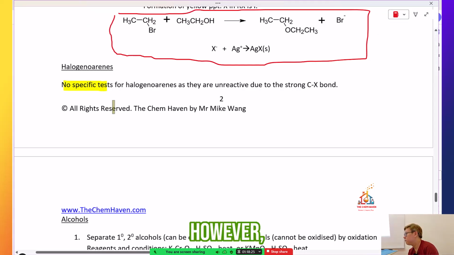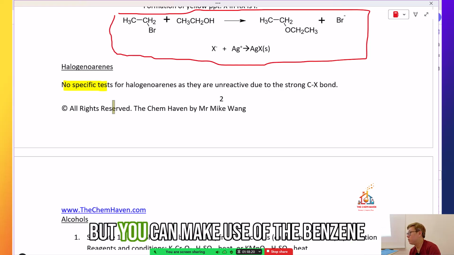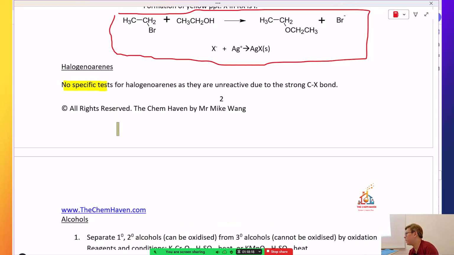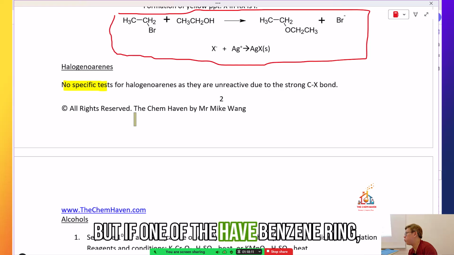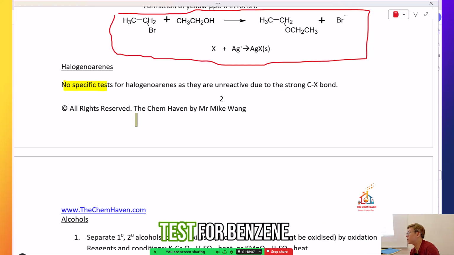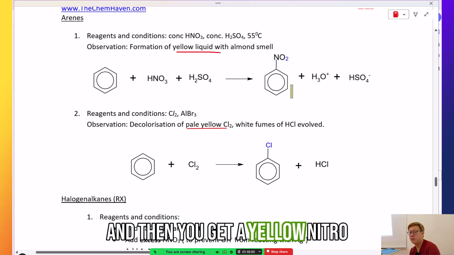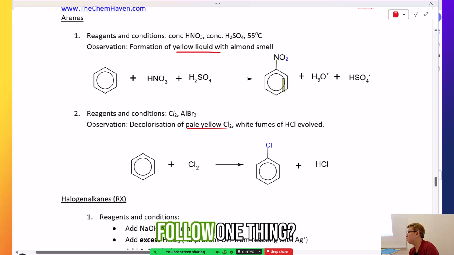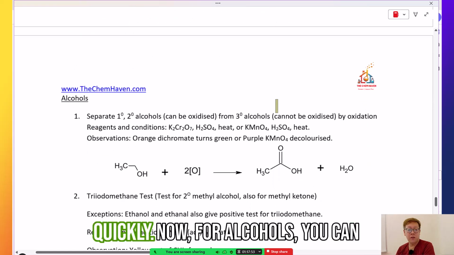However, if you cannot break the C-X bond, you can make use of the benzene ring, right? Follow? Because for this one, the Cl bonded to benzene does not react, but if one of them has a benzene ring and the other one doesn't, then you can use the distinguishing test for benzene. That means you can do a nitration, and then you get the yellow nitrobenzene. Follow what I'm saying? Yeah. Alright, now let's continue very quickly.